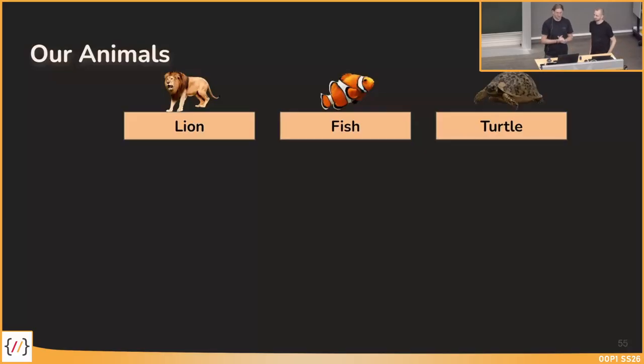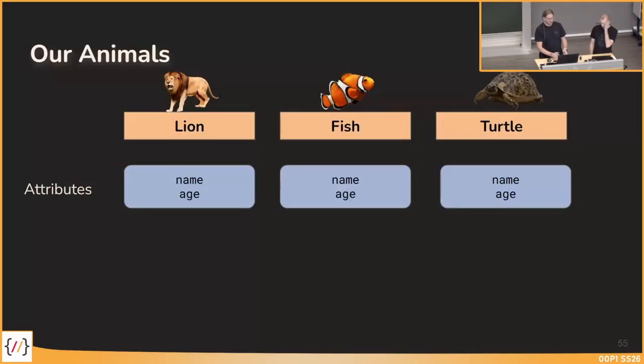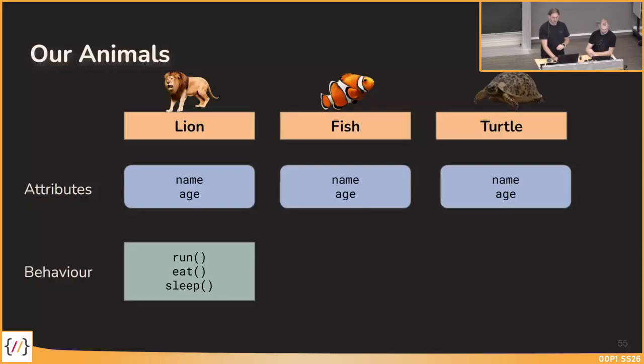So what are some characteristics of all these animals? We have some attributes, so all of these animals will probably have a name, and I'm pretty sure that all of them will have an age. So on the one hand, we have attributes, but we also have a behavior. All of these animals have a specific behavior, but it differs. What they all do is they run, slower or faster, they eat, and they sleep. So this applies not really to all, but to the lion.